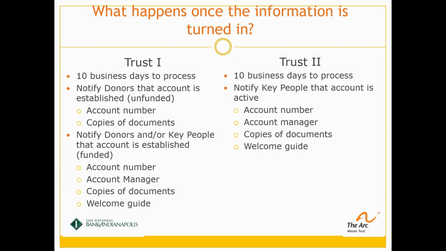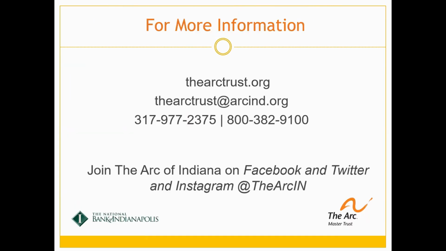So if a key person has elected to only receive mailed information, they will only receive mailed information when the trust has been established. If someone has elected to receive emailed information and online access, they'll receive this information via email. If a key person would prefer to have both emailed and mailed information when the account has been established, please include that in the form so that we know to give you all of the information you need in the methods that you want them.